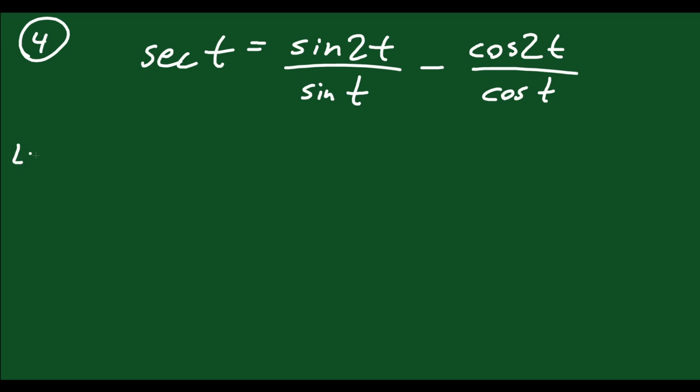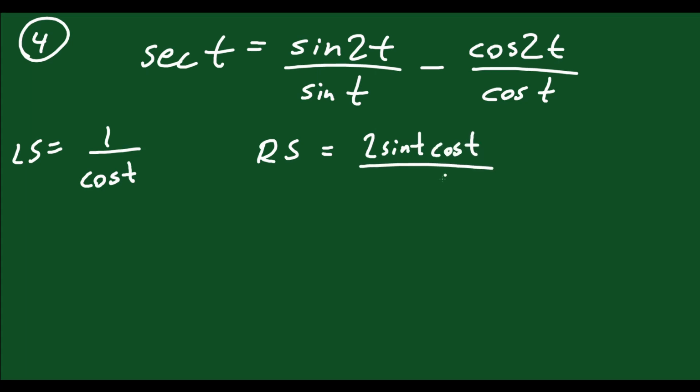So on the left side, I'm just going to rewrite what I have as 1 over cos of t. And then I really want to work on the right side because it looks like there's more potential here, right? This looks like more of a mess. So I'm going to change sine of 2t using the double angle identity. That's going to become 2 sine t cos t all over sine t, and those sine t's will cancel, minus cos of 2t I can change to 2 cos squared t minus 1 over cos of t.